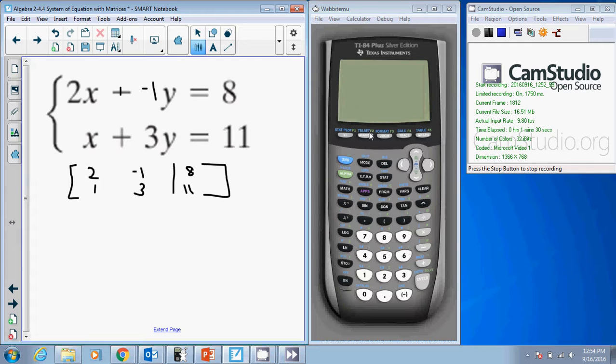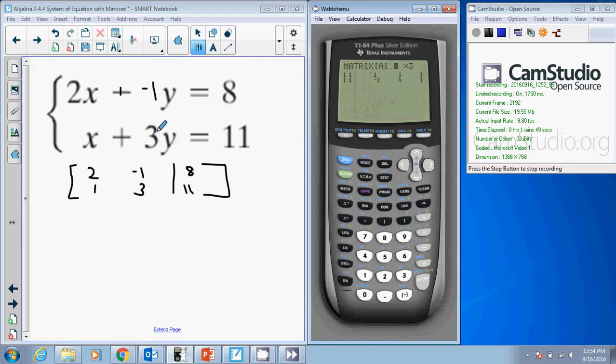So we go to our graphing calculator to enter the matrix. Again, we turn on our calculator and we go to the matrix menu. To get to the matrix menu, it's second matrix. We want to edit the first matrix.